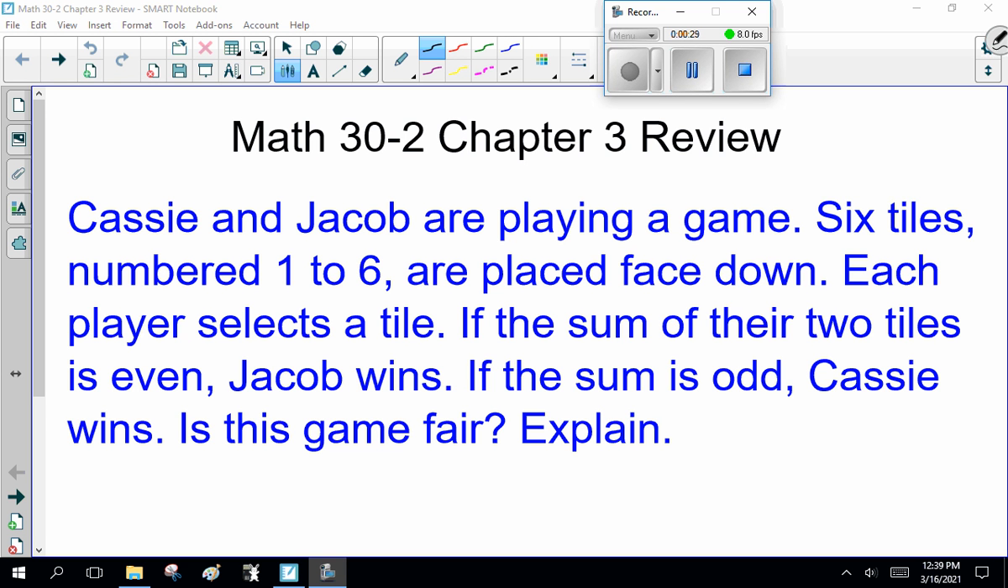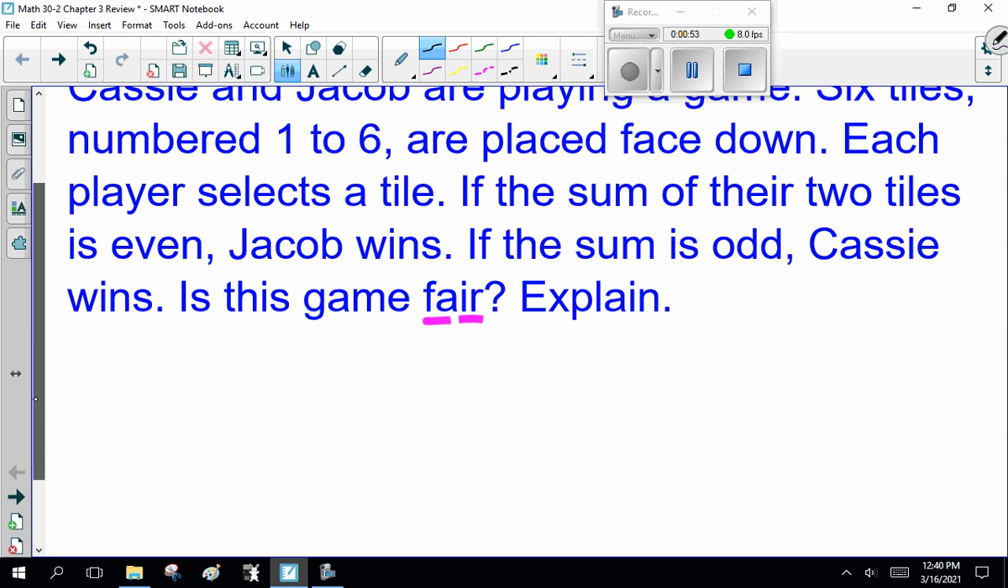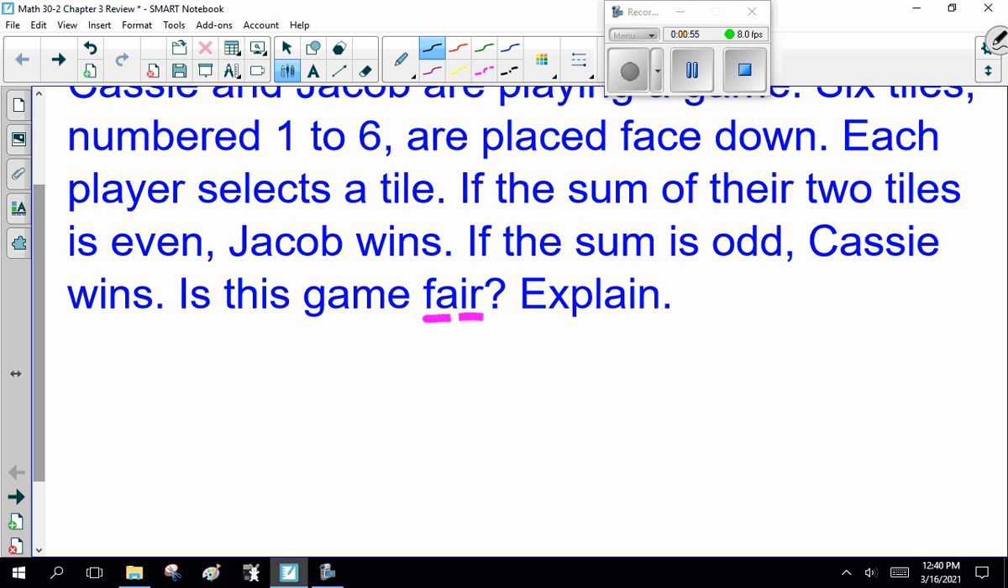Well, first things first, what do we mean by a fair game? Fair game means that each player has an equal chance of winning, or an equal probability of winning. It doesn't have to be 50-50, as long as each of them has an equal chance of winning. Now, this one is a little confusing, because there's 6 tiles, numbered 1 to 6, placed face down. So, let's look at our possible outcomes here. Each player selects a tile.